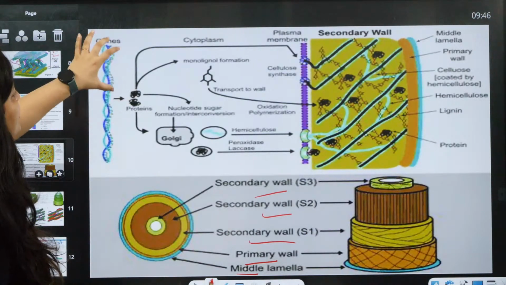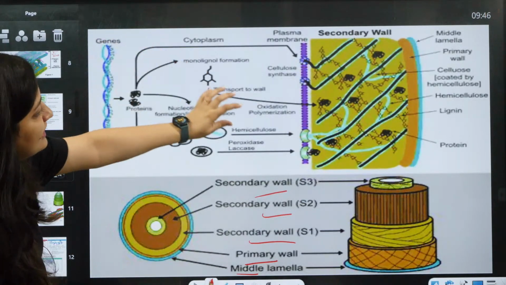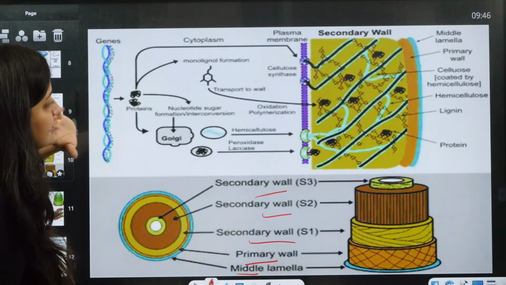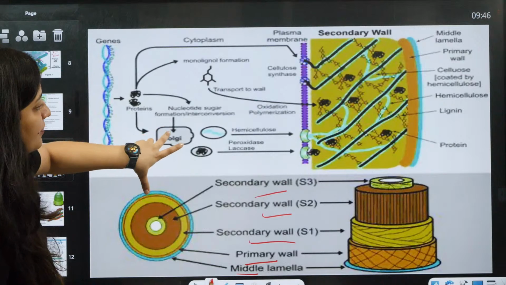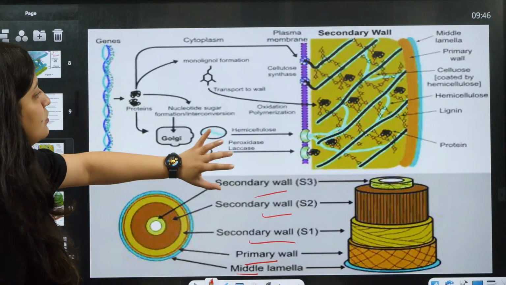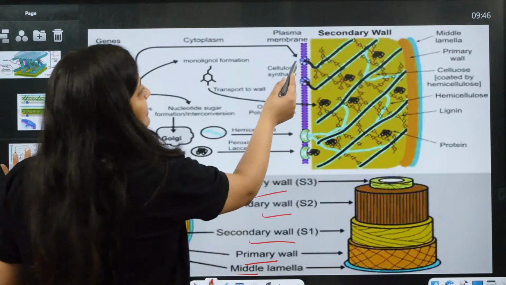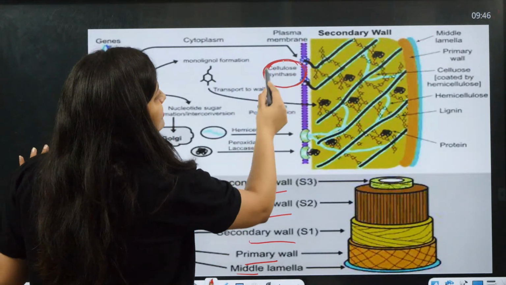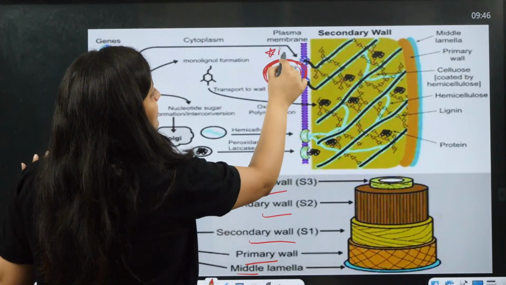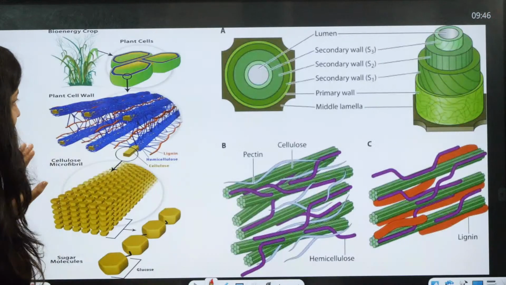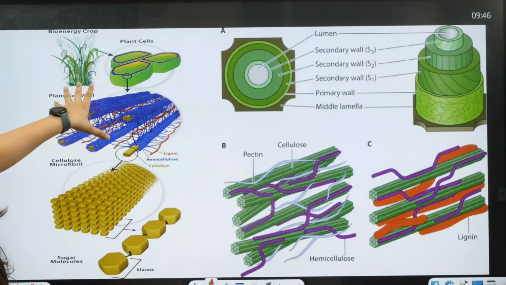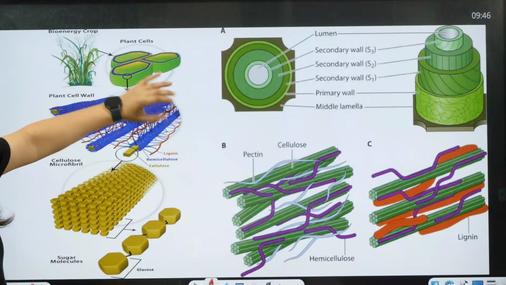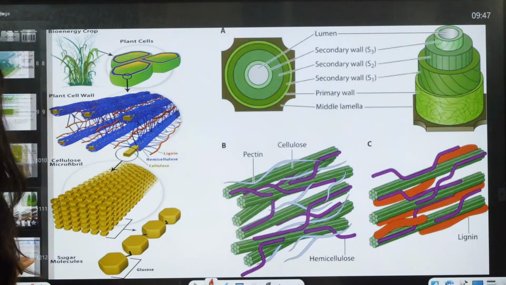Okay, so see the genes are going to form the protein. Those proteins are going to help in the synthesis of this cell wall. So I told you that Golgi apparatus will help in the formation of hemicellulose and the pectin. But when it comes to cellulose, it will be synthesized by the enzyme present in the plasma membrane. So that's it. There are so many diagrams that I have added. You can relate it, you can revise the things from these diagrams.